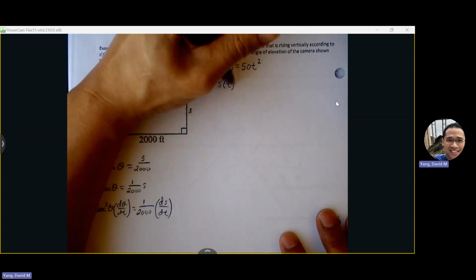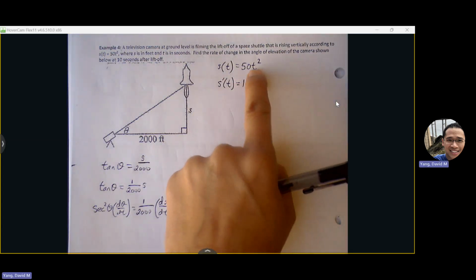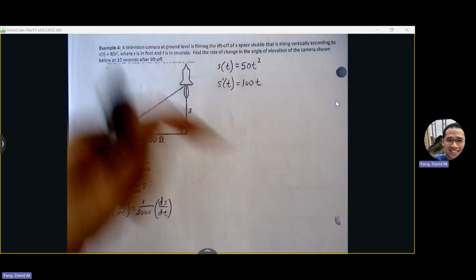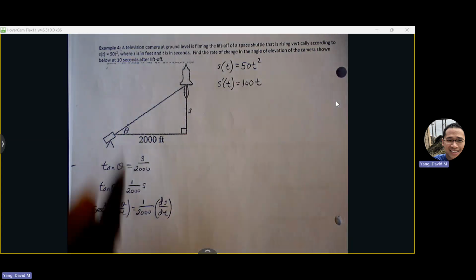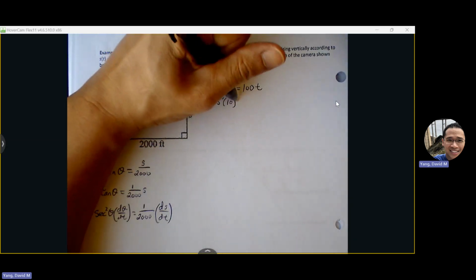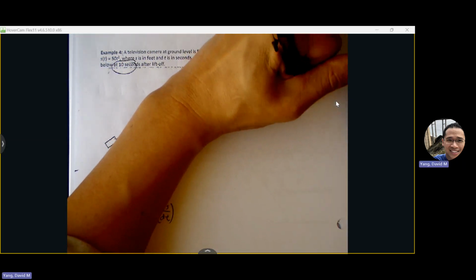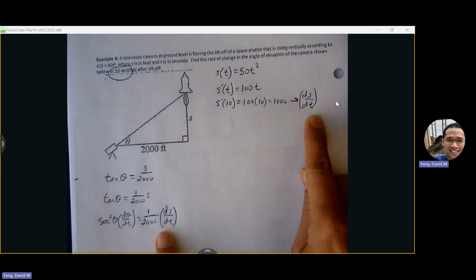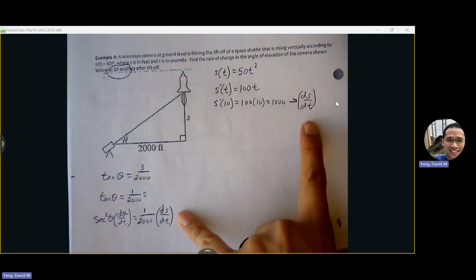So s prime of t is equal to 100t. Just do power rule off of that height formula for our shuttle. And we want to find the velocity at 10 seconds after liftoff. So we'll do s prime of 10, which is 100 times 10, which is 1,000. So this is basically going to be our ds dt. So the variable looks a little bit different, but they mean the same thing. ds dt is the rate of change of the position, which is velocity. Velocity is s prime. So that's the connection there.